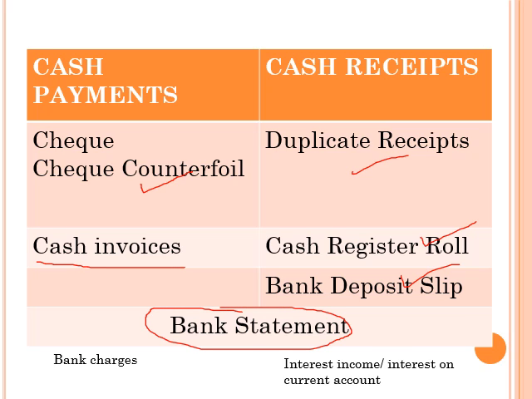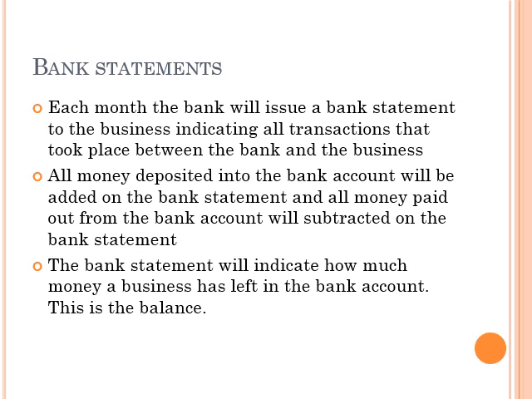Remember each of these fits into a payment or receipt. Over here we can see a bank statement has a bit of both. If you're paying bank charges, that's money going out of your account. If you're earning interest, that's going into your account. So we are on page 35, so please make sure you're following along.